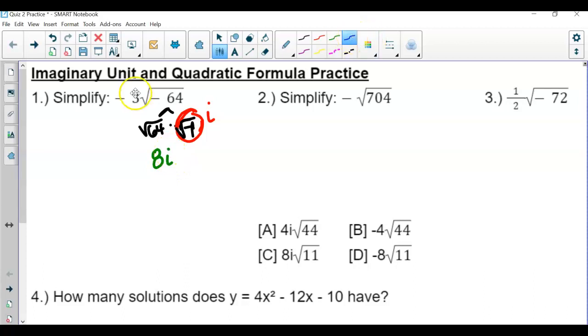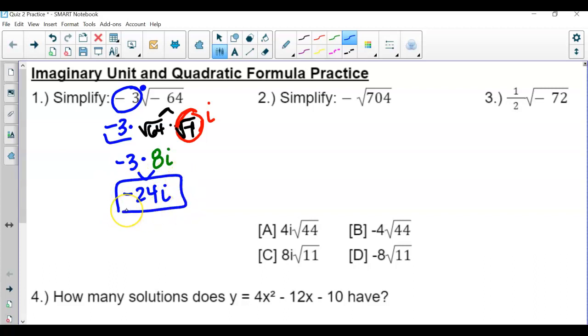But then notice, right, we have to multiply by negative 3 here. So I'm going to now multiply by negative 3. Negative 3 times 8 is negative 24. So negative 24i. Now notice here on the outside we have that negative. So that's going to be negative 1 being multiplied to our answer here at the end.